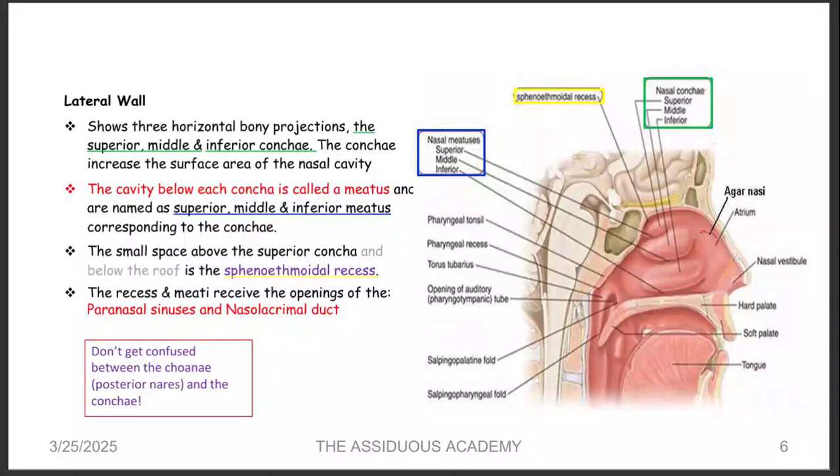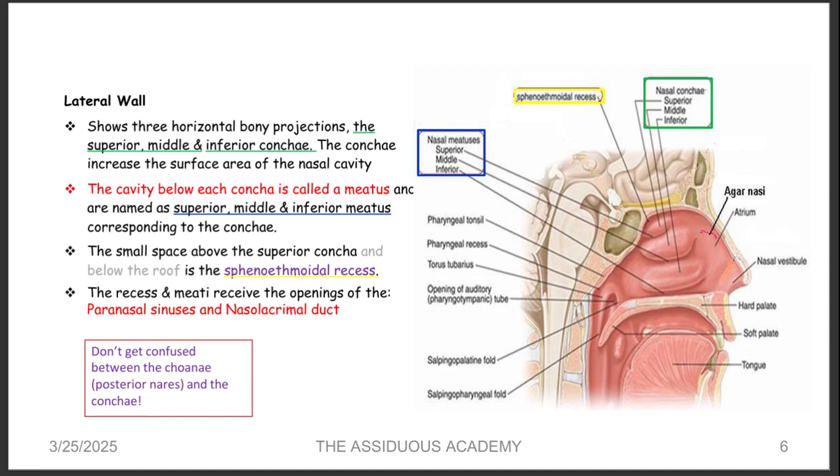When you look at now the lateral wall of the nose, this is now what is very important. The lateral wall will show three horizontal bony projections, which we call the concha. And these concha, they are just there to increase the surface area of the nasal cavity. You can see on top, you have got what we call the superior nasal concha, the middle nasal concha, and then this one down, which we call the inferior nasal concha.